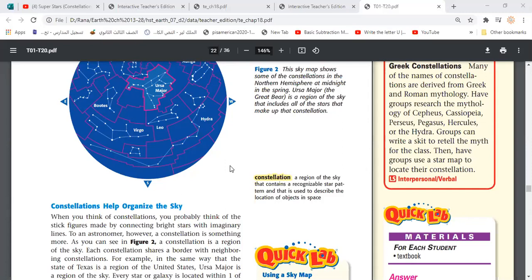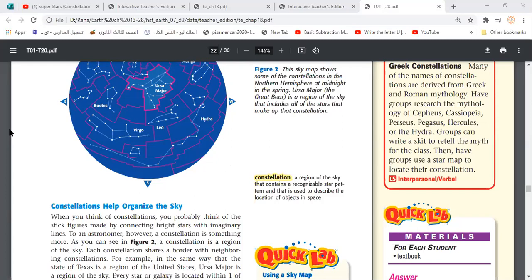So we ask again one more time. What is the importance of constellations, or how do scientists use constellations nowadays, and for which purpose? Okay, so they use it to make... Yes, Farah.